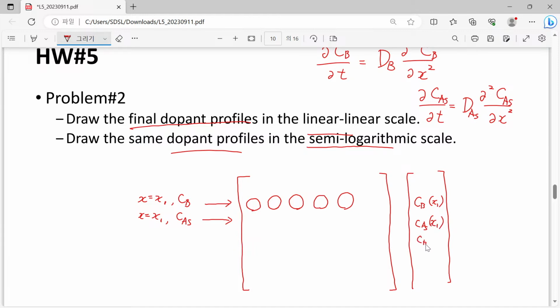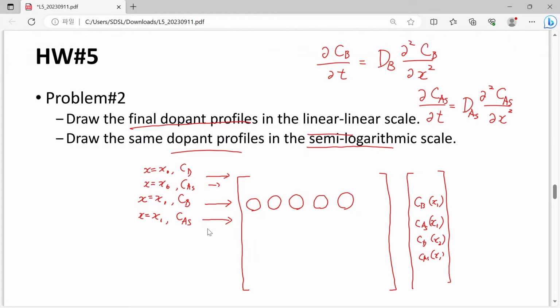Later you have CB x2, CAS x2. Your equation should also be arranged that way. First, your first law should be x equal to x naught for CB and x equal to x naught for C arsenic. This one. Okay. Do you have any question? If you have any question, then please interrupt me.